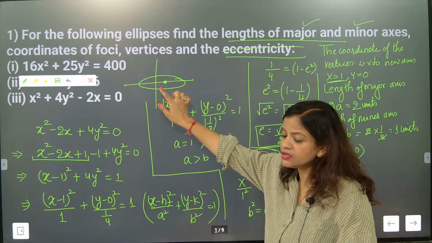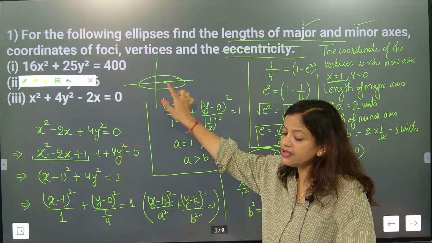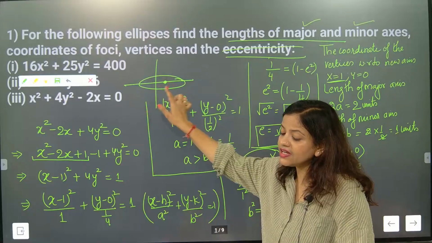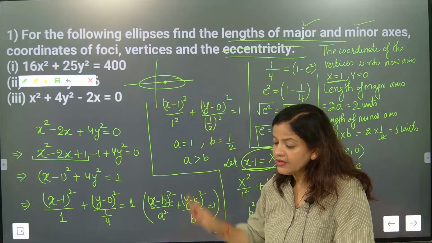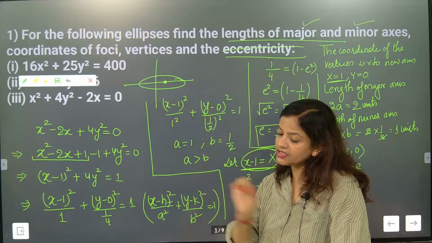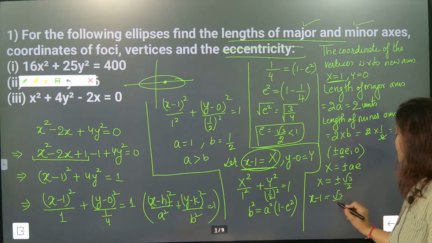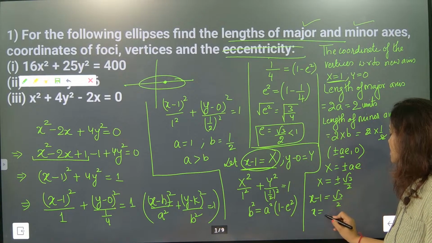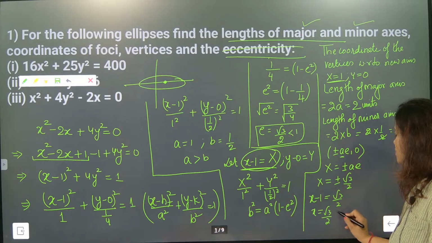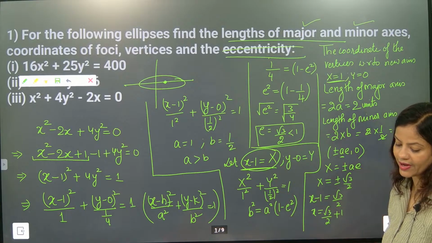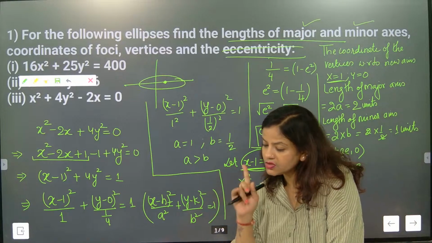The center is not at the origin. The center is on the x-axis. And when the center is on the x-axis, finally we have to get the answer based on that. So we will not change anything at all. We will write like this. Now look here. The x value is coming as plus minus root 3 by 2, so two foci will be there.